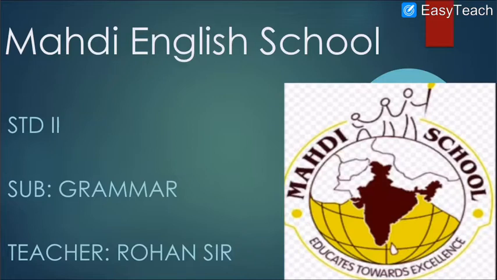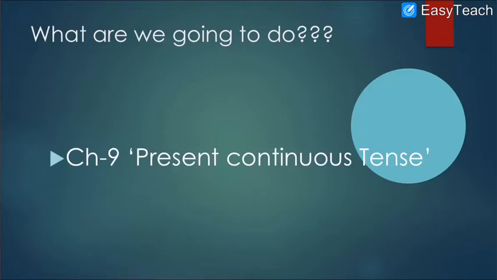Now welcome once again to the grammar lecture. What are we going to do? We are going to start with chapter number 9, present continuous tense. Present continuous tense is as easy as the simple present tense and simple past tense were. As you know, in chapters 7 and 8 you understood what simple present tense and simple past tense are, right? Similarly, this is also a very easy topic.